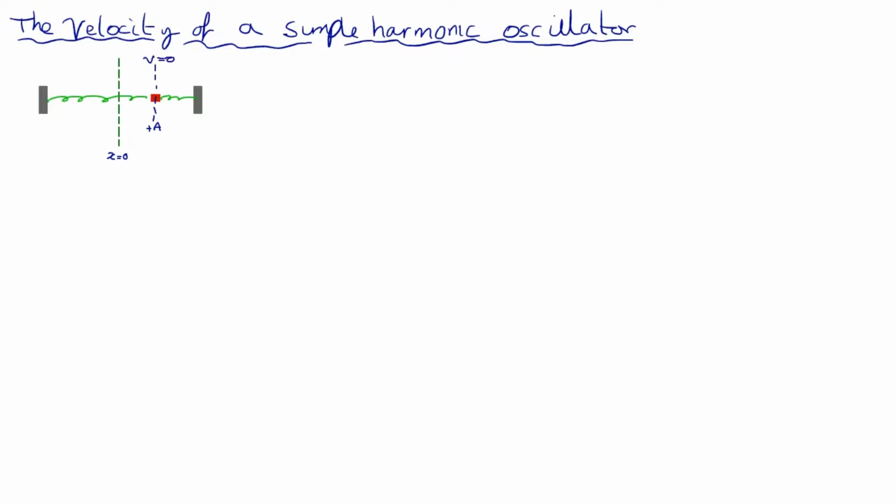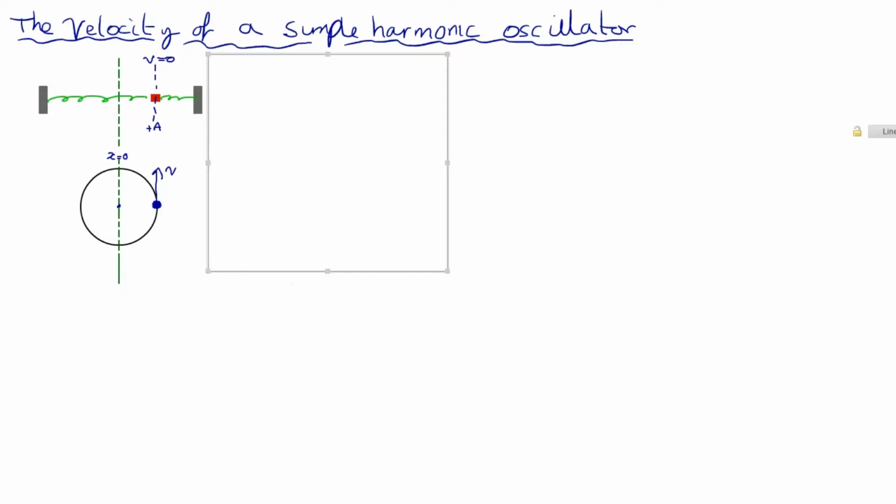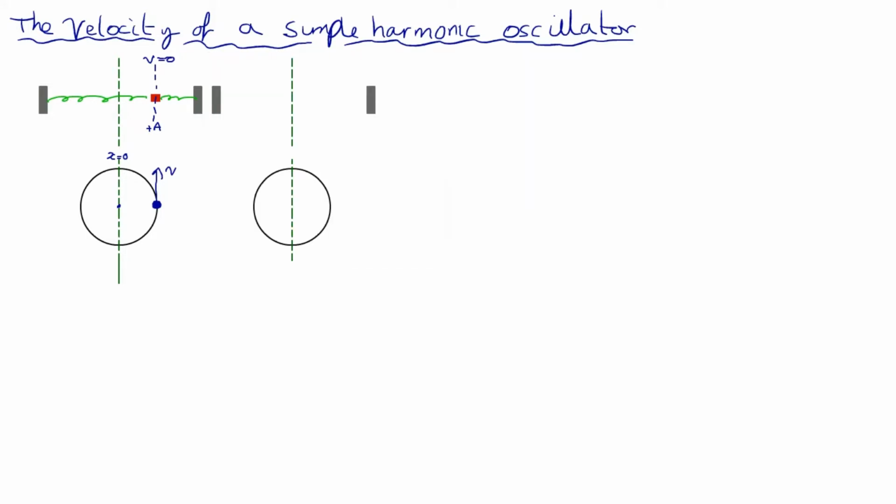Well, it's useful here to bring in our friendly, helpful circle. In the auxiliary circle, if we visualise our blob moving around that circle, at that moment, remember that it goes at constant speed. So can you see that the velocity around the circle, the component in the line of the oscillation, is 0? All its velocity is purely perpendicular to the oscillator.